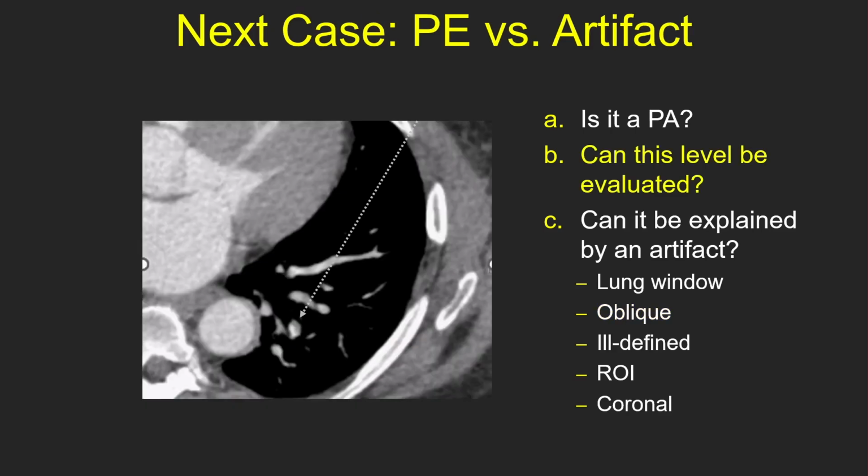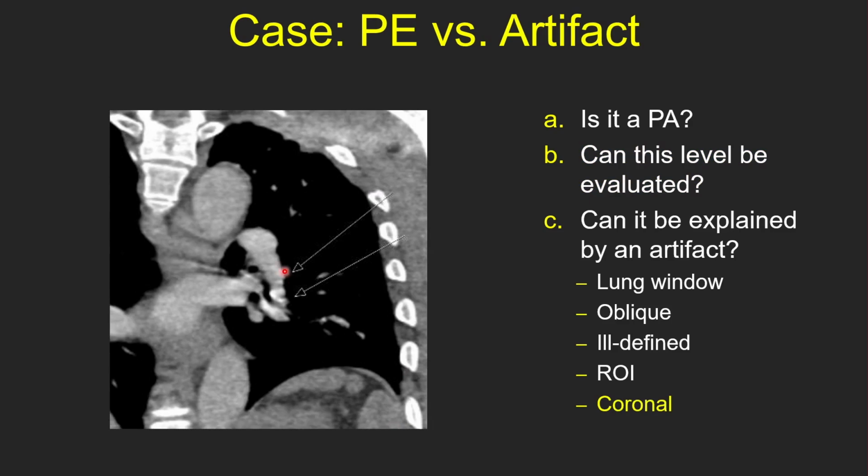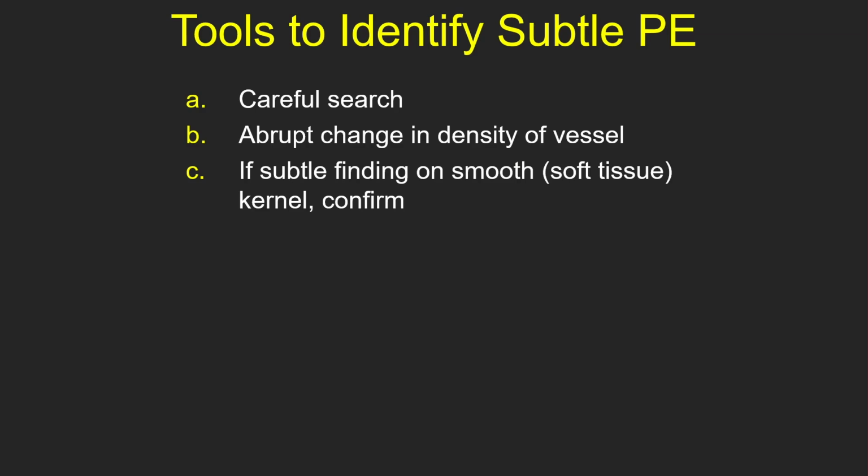On this new case, there are two filling defects. One is shown on this slice. This is a moderate quality exam where we can only evaluate to the segmental level, but this is a proximal subsegmental level, so we will not evaluate or comment on it. The other apparent filling defect is more proximal and is co-localized on the coronal, where we can see the stair-step artifact, indicating that it is pulmonary motion artifact.